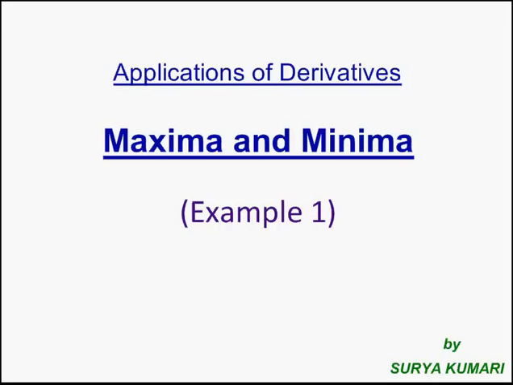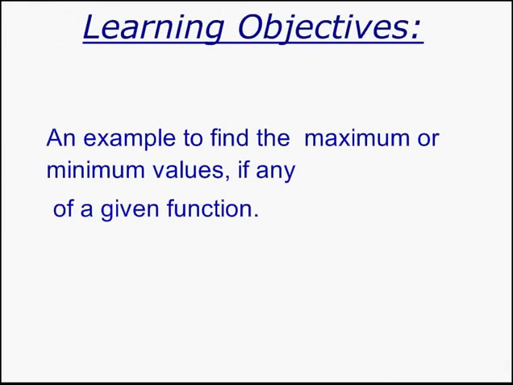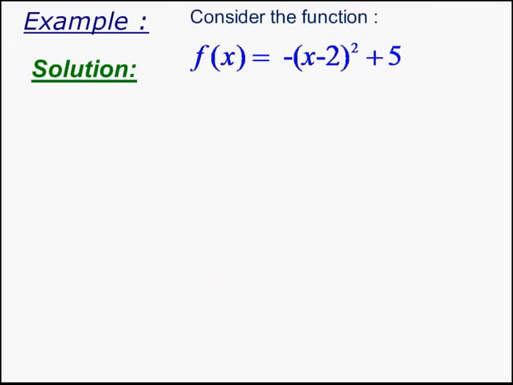In this lecture on maxima and minima, we will take up the first example to find the maximum or minimum values, if any, of a given function. The function given here is f of x is equal to negative (x minus 2) the whole square plus 5. Now observe one thing here.